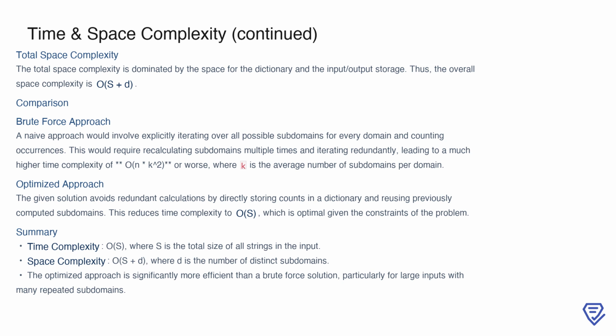In contrast, our optimized approach avoids redundancy by directly storing counts in a dictionary and reusing previously computed subdomains. This reduces the time complexity to O(S) and ensures optimal performance. Overall, the solution achieves a time complexity of O(S) and a space complexity of O(S + D), making it significantly more efficient than a brute force alternative, especially for large datasets with repeated subdomains.